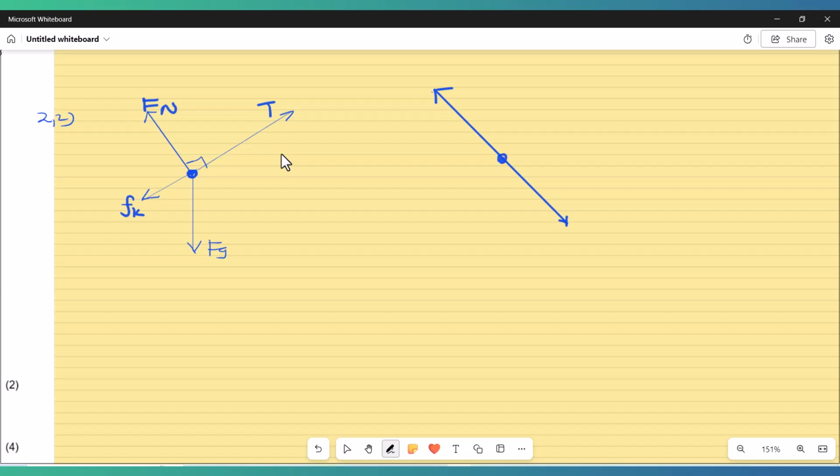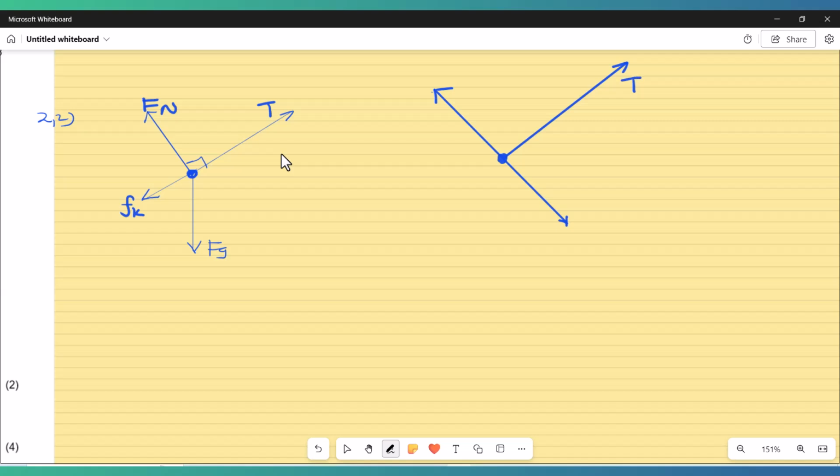Now we have this force which is pulling upward. That's a tension force. As you can see, it is like this. That's our tension there. And now this tension force is being opposed by two forces.